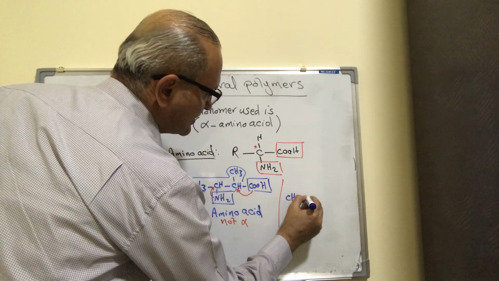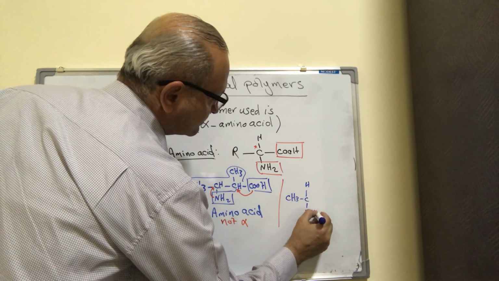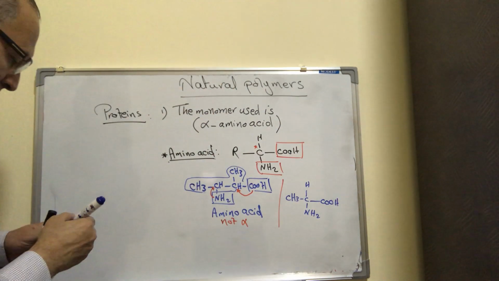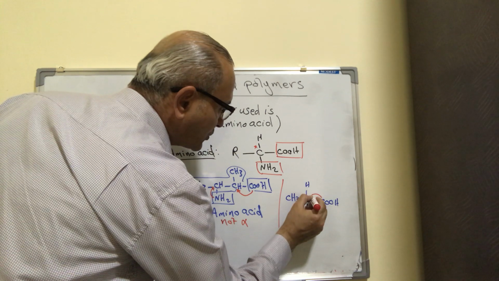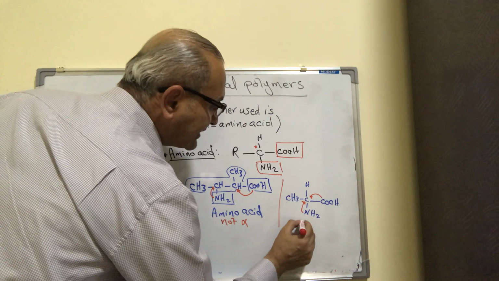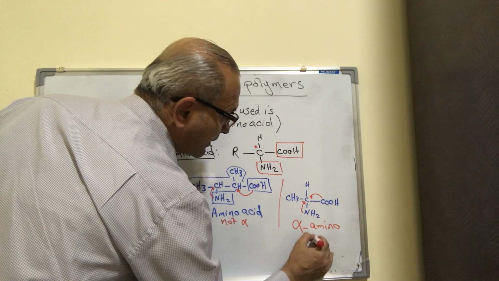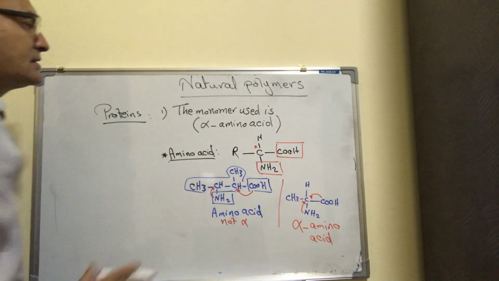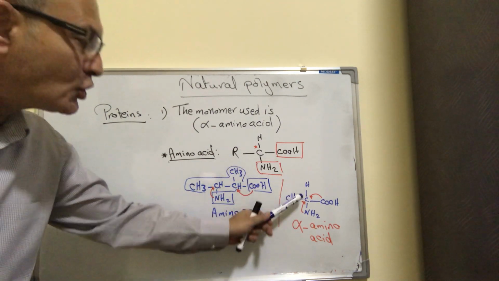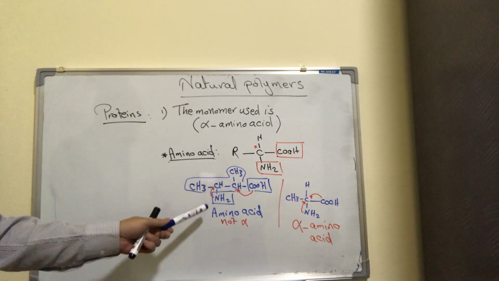While, take this example: CH3, CH, NH2, COOH. Here, you would find that this COOH is bonded to this carbon, and NH2 is bonded to the same carbon. So in this case, it is an alpha amino acid. The ones responsible for building proteins as polymers are the alpha amino acids. So they should be alpha amino acids. Otherwise, if it is not alpha, it would not make a protein.